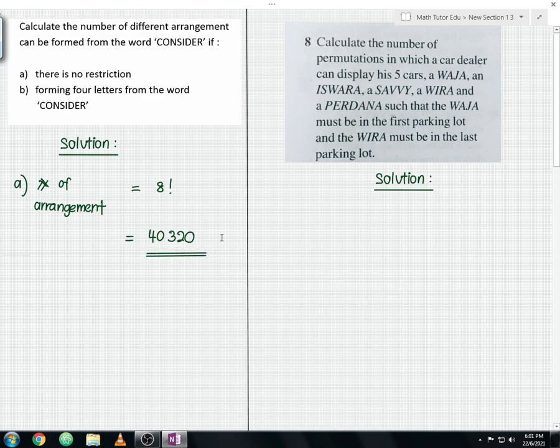Let us proceed with our discussion for question part B. For part B, we are required to form 4 letters from the word "consider". We already know that "consider" has 8 letters, guys. The word "consider" itself is based on 8 letters. So out of the 8 letters, we are required to form a 4-letter word. From here the calculation will be slightly different. Let me write the working here.